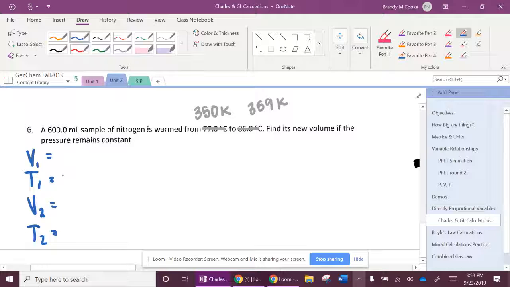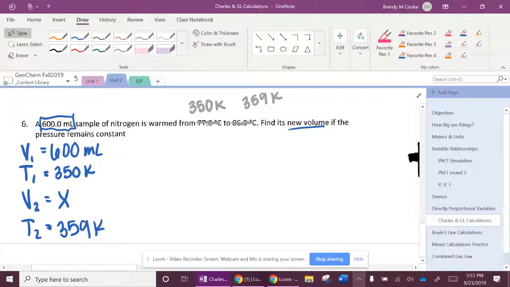So my before is 350 Kelvin for temperature, and then 359 Kelvin. Sorry, I'm going to brain fart. And then we need to look for volume. So the only other number that's given here is the 600 milliliter sample. And it's warmed from this to this, so that must be my starting volume. So I'm going to have 600 milliliters. And then find its new volume, and so that's going to be my X. And of course, pressure remains constant. Pressure has to remain constant when we're doing Charles' law.